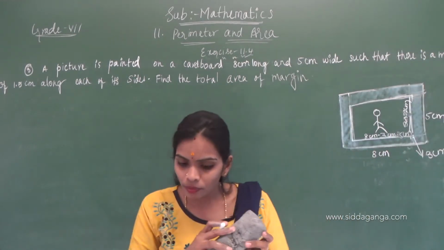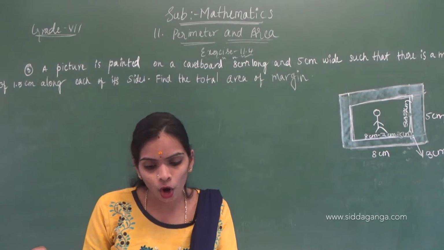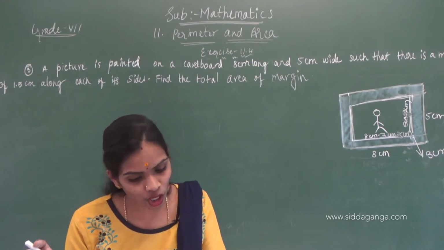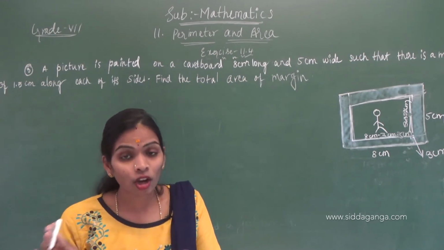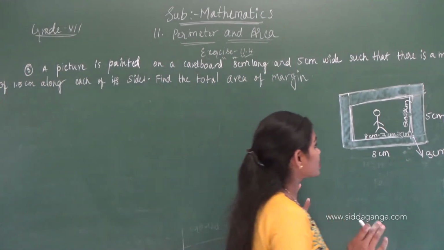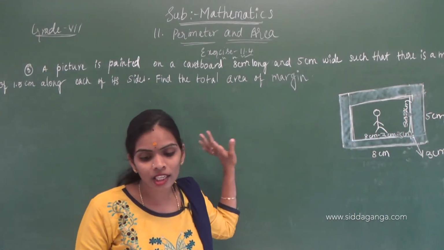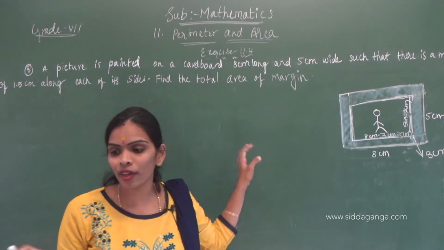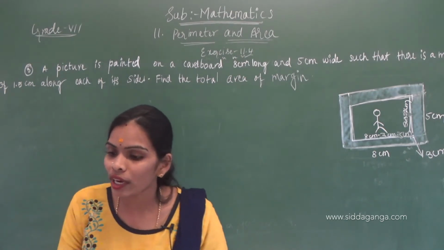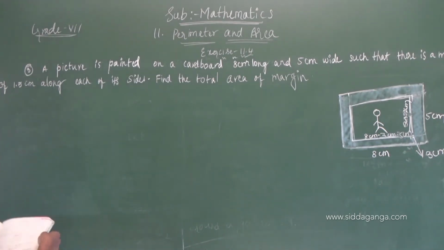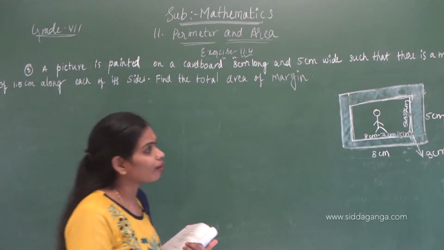A picture is painted on a cardboard 8 centimeters long and 5 centimeters wide, such that there is a margin along each of the sides. That means they are constructing it along each of the sides. We have to find the total area of the margin. Okay children, first, whatever they have given, that one we have to write.